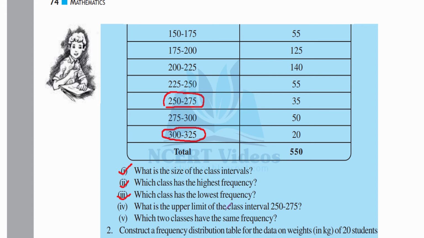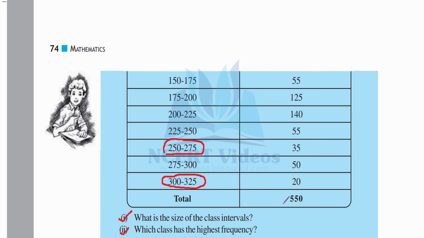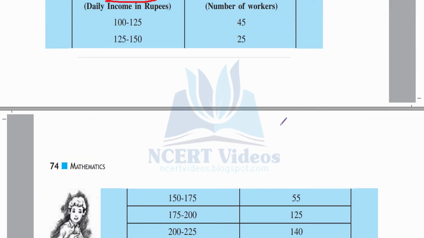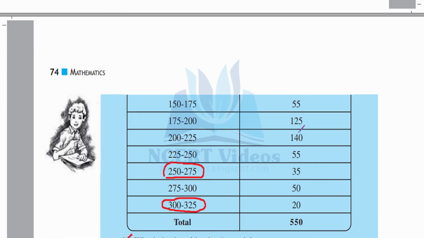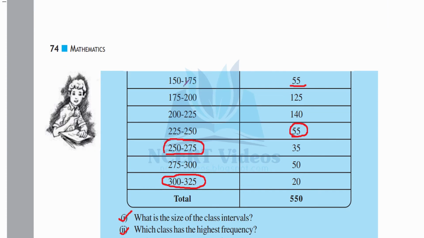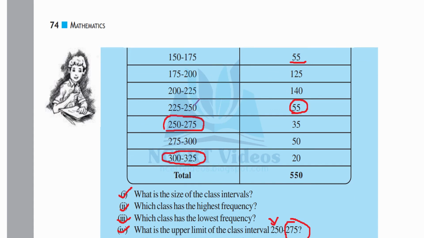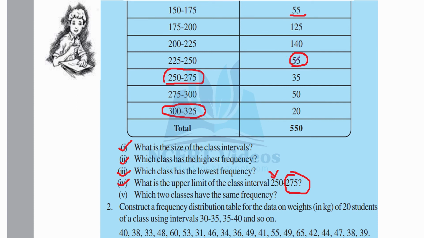Now, which is the upper limit of the class interval 250 to 275? We do not need to look at the table itself. So upper limit will be 275. And similarly, lower limit will be 250. That is our fourth part. Fifth, which two classes have the same frequency? So the number which is same for the two classes, 45, 25. Do we have 45, 25? Well, we don't have. 55. Yes, we have 55. So these two classes, 150 to 175, also 225 to 250 have the same frequency as 55.